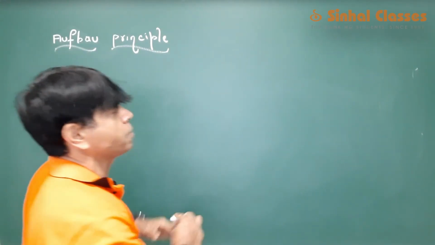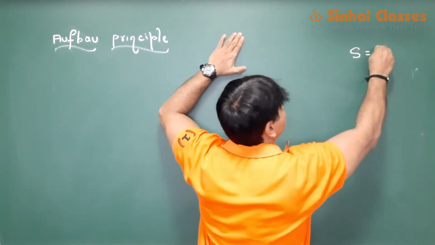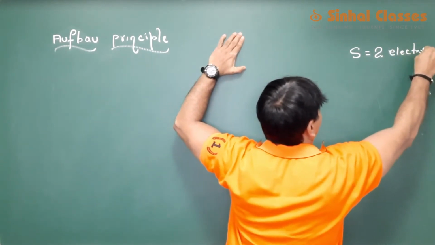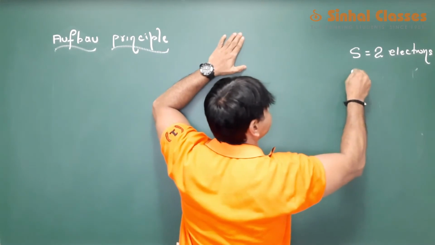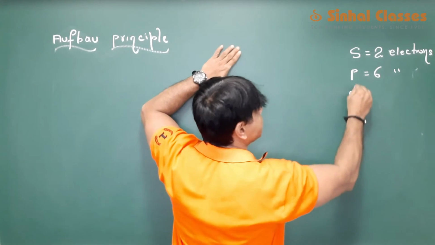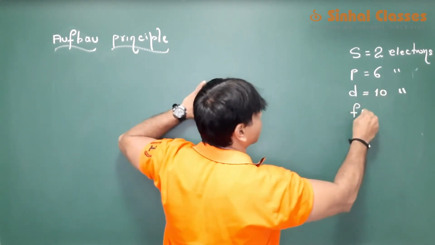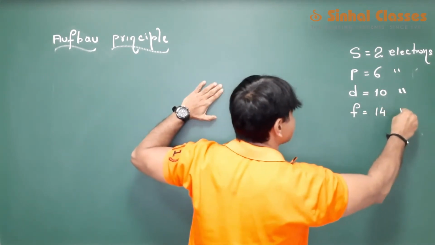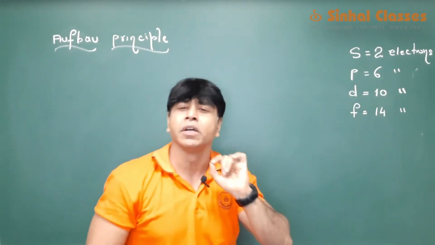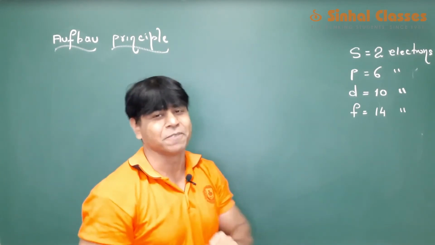Remember one very important point. The S orbital can accommodate a maximum of 2 electrons, and the P orbitals can accommodate 6 electrons. The D can accommodate 10 electrons, and the F can accommodate 14 electrons. Now why is it like that? You will be learning later on in a topic called structure of atom in your 11th standard.